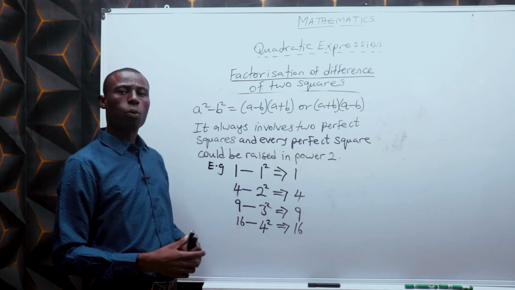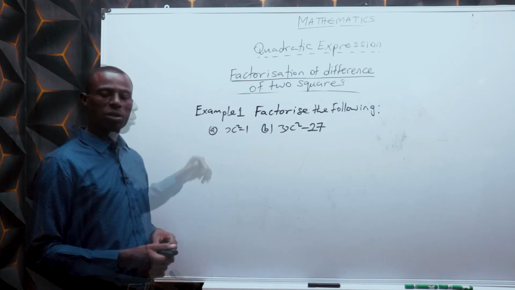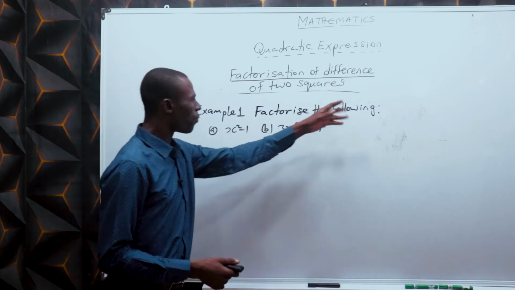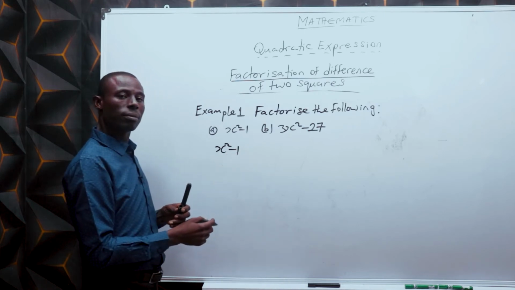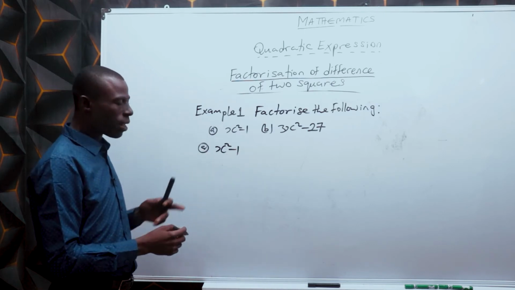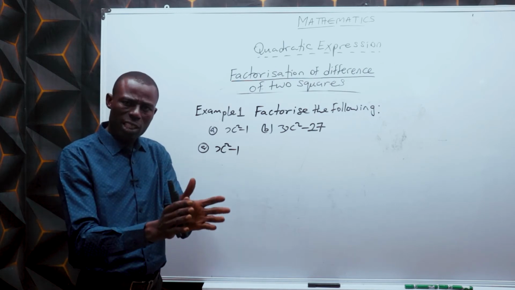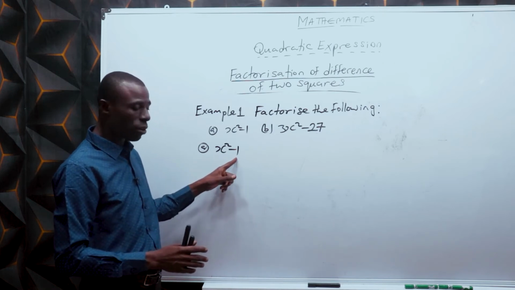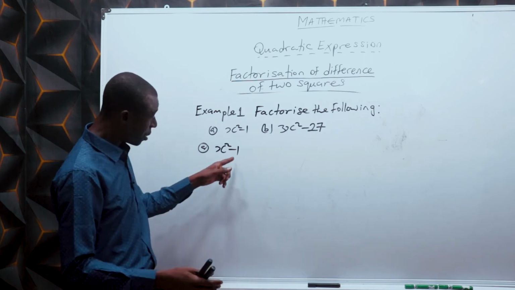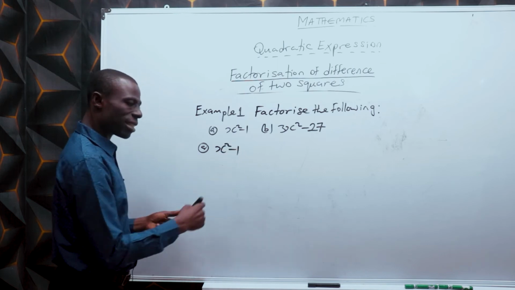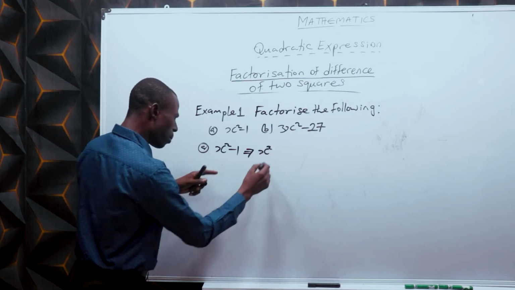So let's move to example 1. Following the explanation I have given you, let's consider example 1. Factorize the following. A: x squared minus 1, which is question A. The first thing you do, once you realize that there is a numeric aspect of it, the minus 1 is the numeric aspect. And that numeric aspect is a perfect square. As you can see, that 1 is a perfect square. So express it the way it should be. This should be x squared minus 1 squared.